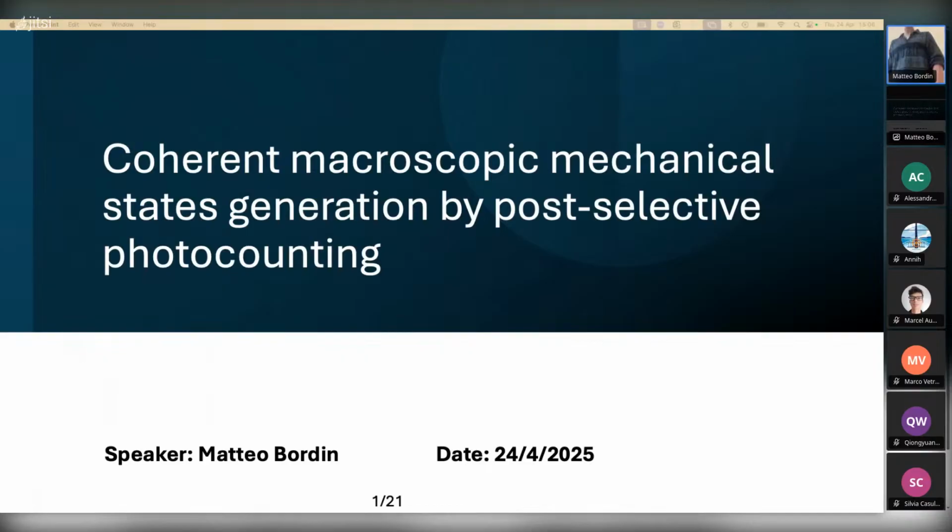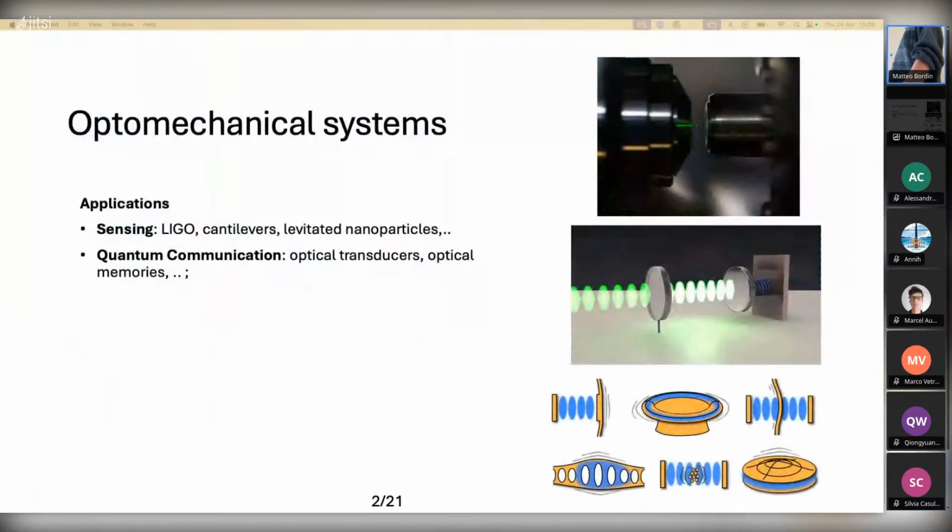So welcome everybody. Matteo Bordin here, speaking about optomechanics and the things I do with optomechanics. I thought it would be interesting to start with a bit of an overview of optomechanical systems. I pretty much assume that we are all familiar with what they are. Optomechanical systems are very recently developed systems, and the example we all know is LIGO. LIGO is fundamentally an interferometer, a very big one, that is also optomechanical.